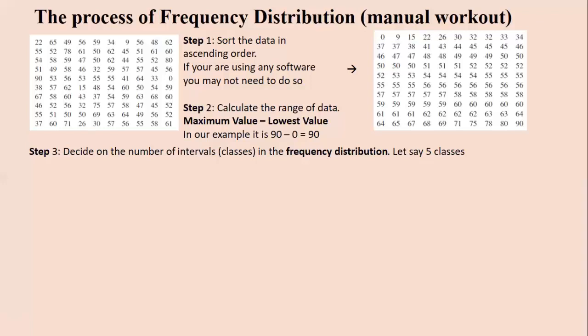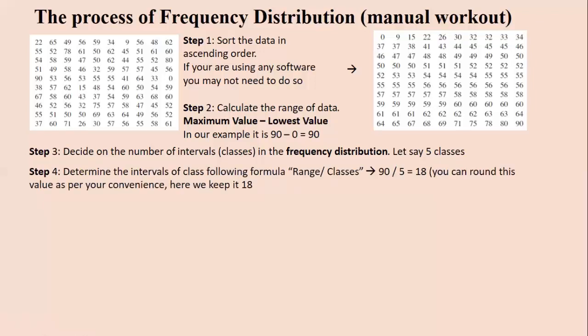where we decide on the number of intervals or classes. Now this is up to us, how many classes we are going to create in the frequency distribution. Here let's say we are going to create 5 classes. You can make 6 classes, 4 classes, 7 classes, 10 classes, as many classes as you want to create, you can do so easily. When you have decided how many classes to create, just remember the figure, which in this particular example is 5 classes.